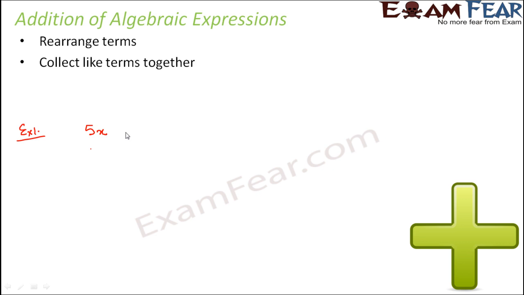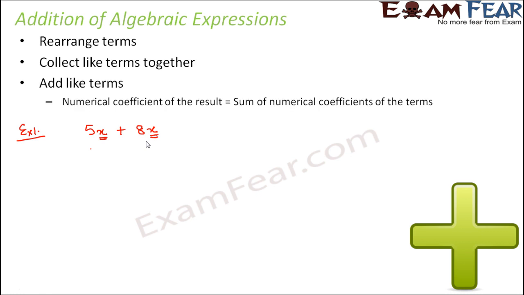Let's say you are given two terms, 5x and 8x, and you have to add these two. This is simple because you just have two terms, and both these terms are like terms, right? Because both of them have the same algebraic factor, which is x. So they are already like terms, and you really do not need to rearrange terms. Now add the like terms.